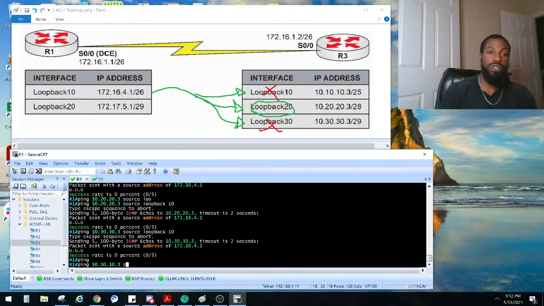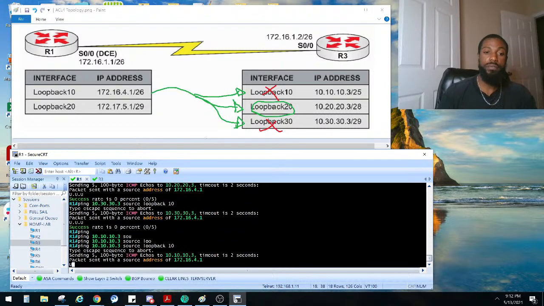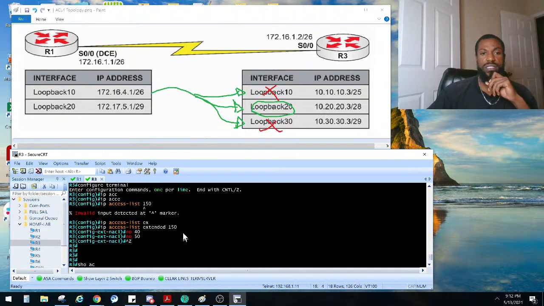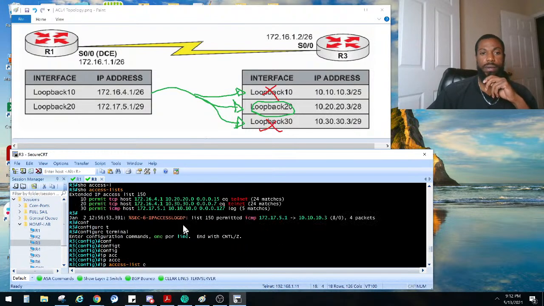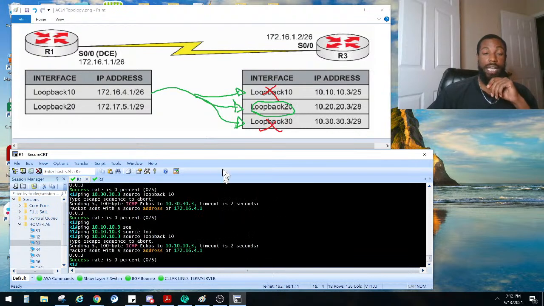Ping 10.10.10.3 with the source interface of loopback 10 and hope that you get blocked. We got a prayer dancer right there. Where are you on router 1? I don't know. Was I when I did that? Yeah, I was on router 1. All right, let's do that again. Go back to router 1. So that got blocked. This one, hopefully this goes through.